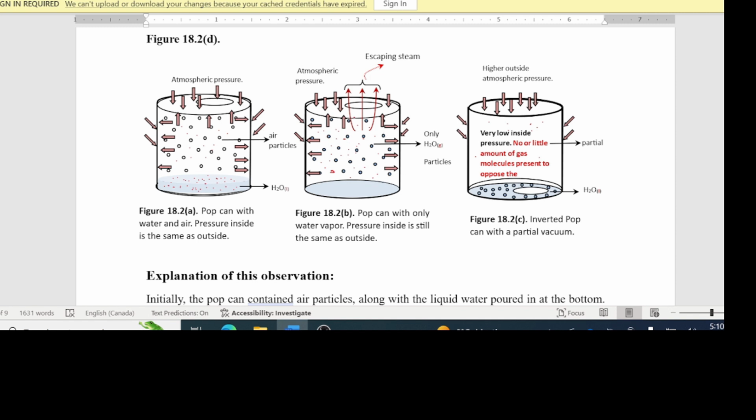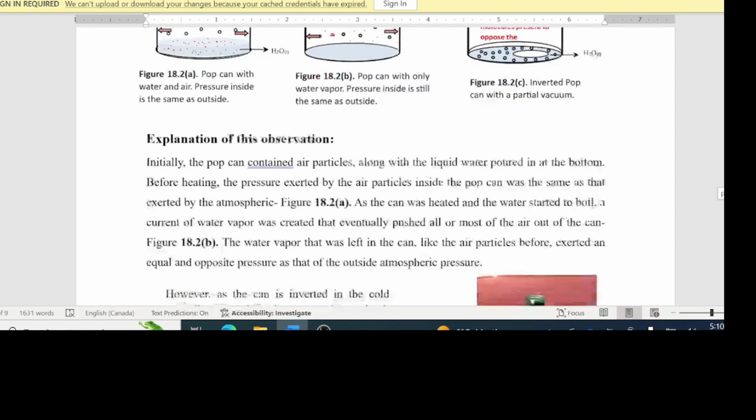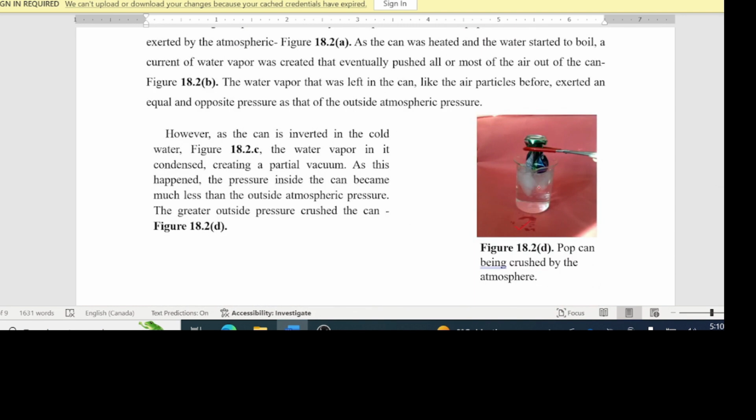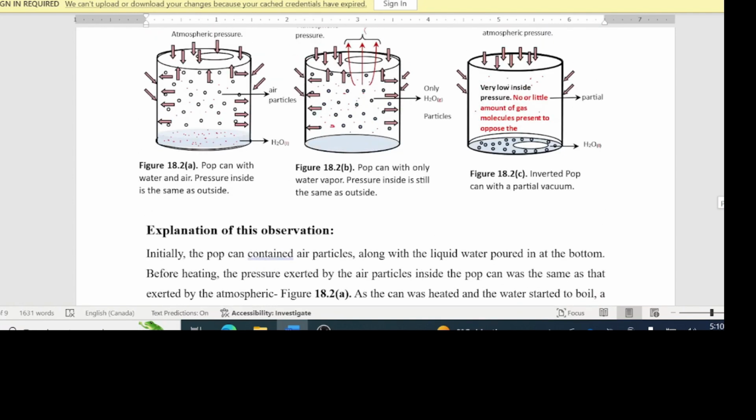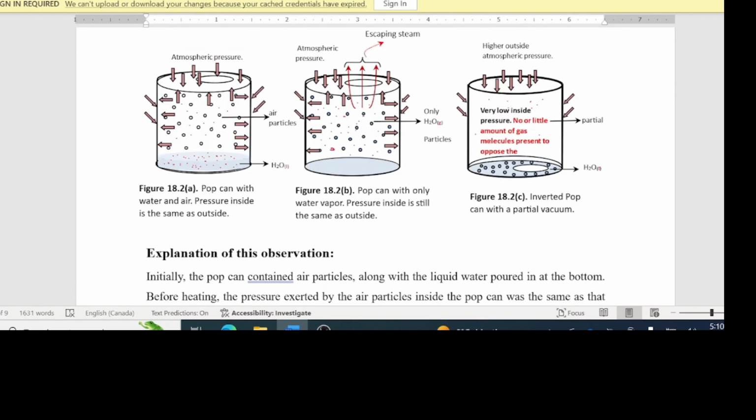Because we know that when the can is subsequently cooled, the water vapor within will condense and a partial vacuum will be created in the can. If air particles such as oxygen and nitrogen are present, they will not condense, since they will need very low temperatures to do so. So when the can is inverted into cold water, condensation takes place.